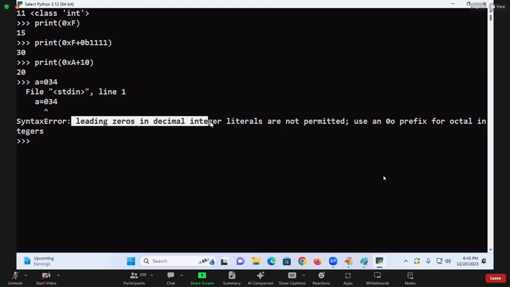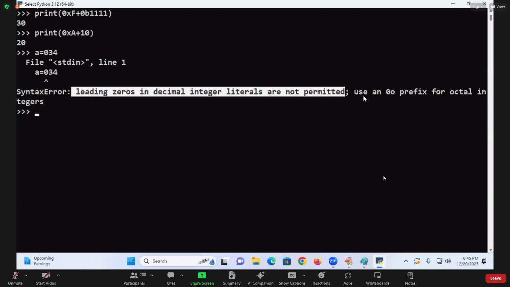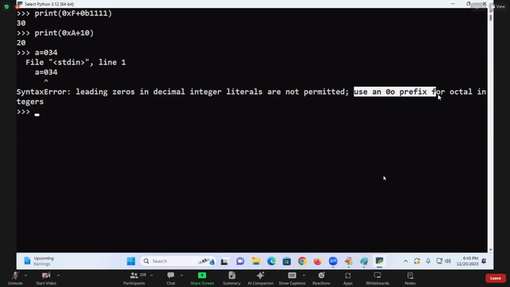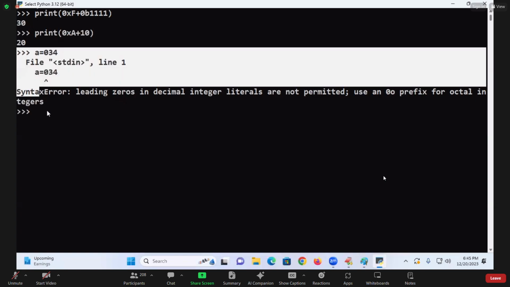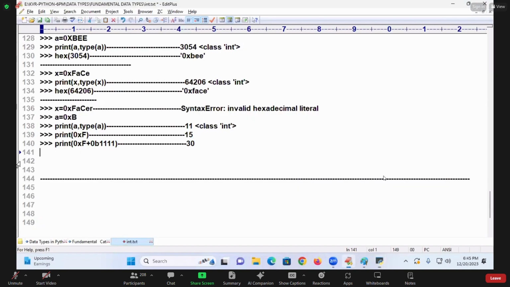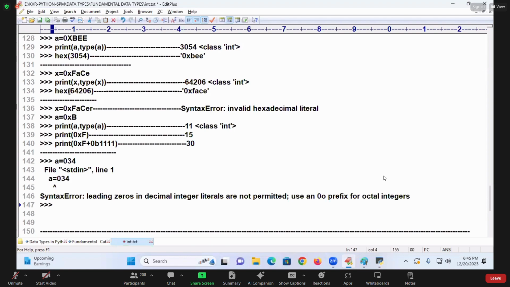Leading zeros in decimal integer literals are not permitted. Use 0O prefix for octal integers or 0B. Example they are saying: 0O, 0B, 0X. So valid and invalid. That's it. We think that we are good, but when I ask interesting questions, if you prepare that type of high-end questions, you can answer other questions very easily. Understood, students?